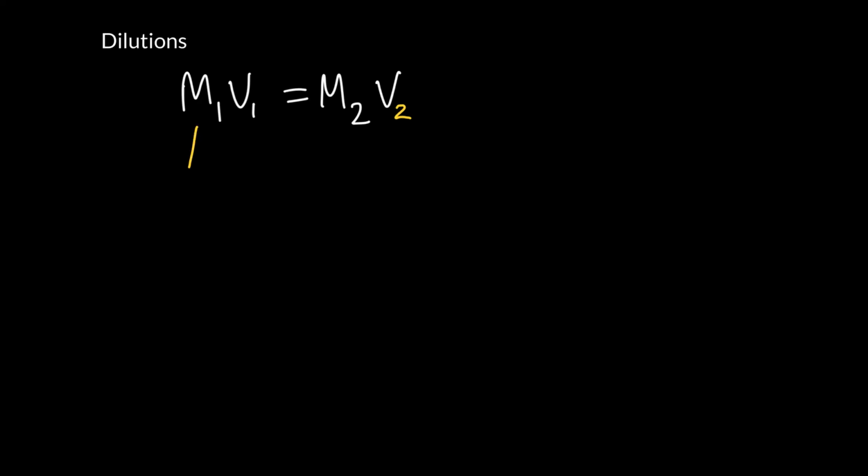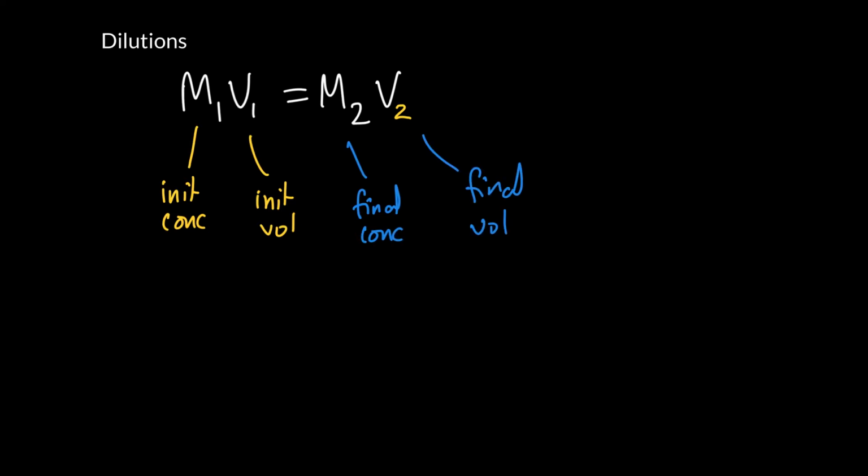M1 means the initial concentration, and V1 is the initial volume. And after you add the water, M2 is the final new concentration, and V2 is the final volume.